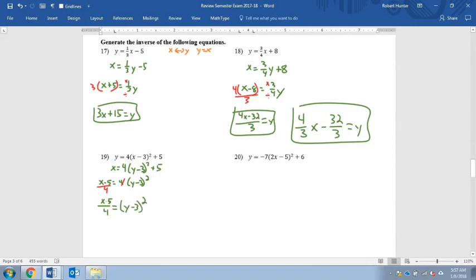The next thing is that squared out there. To get rid of the squared, you square root to cancel that out. So I've got plus or minus the square root of x minus 5 over 4 equals y minus 3. Last thing to do, add the 3. So I've got 3 plus or minus the square root of x minus 5 over 4 equals y.